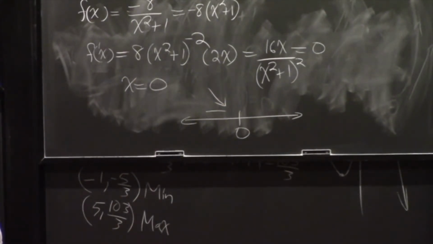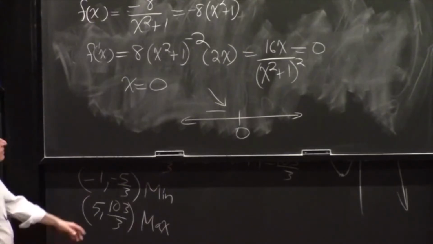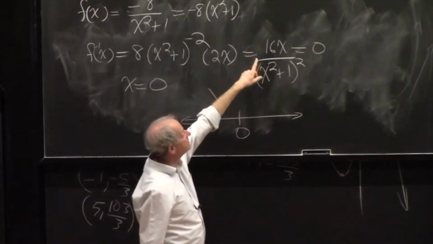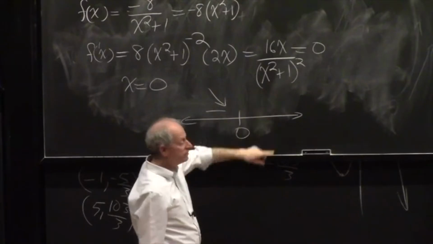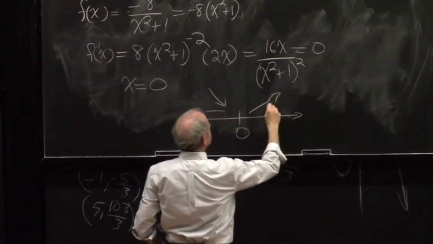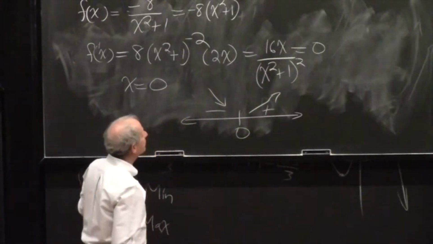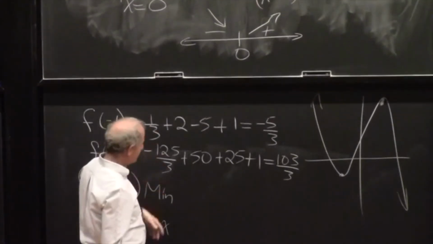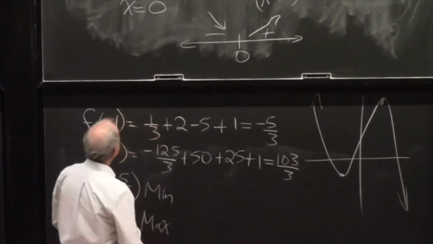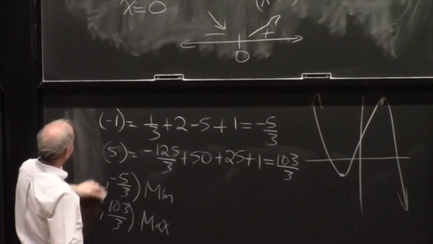Pick a number bigger than 0, like 1. This is 16, that's positive. The top is positive, the bottom is positive, so it's positive. So now it's going up. Oh, this can't be as easy as a parabola. There's something funny that has to be going on.